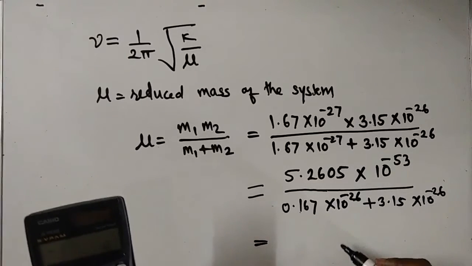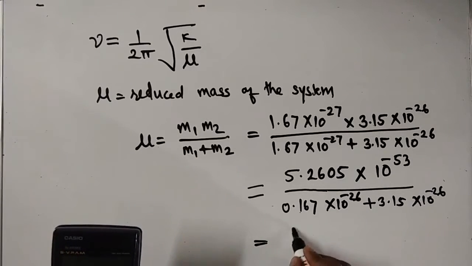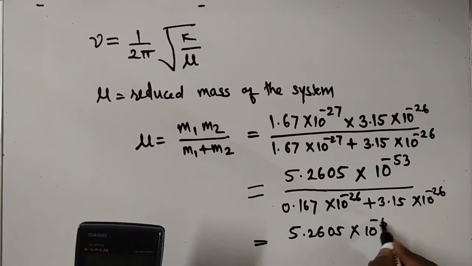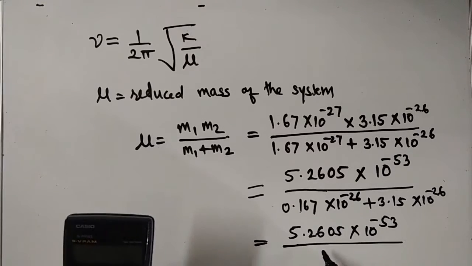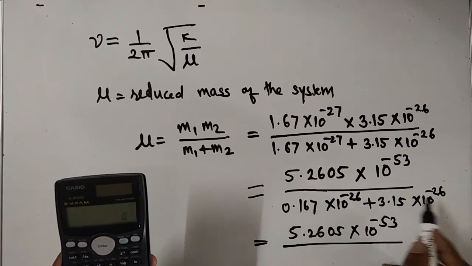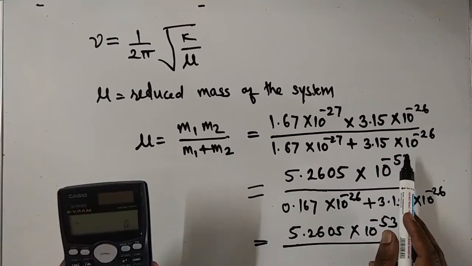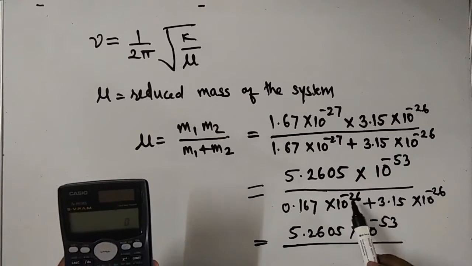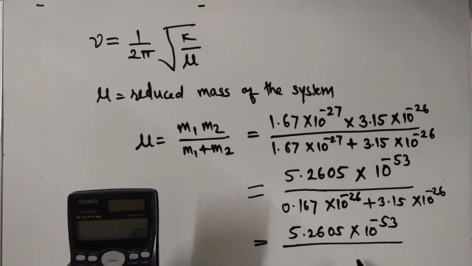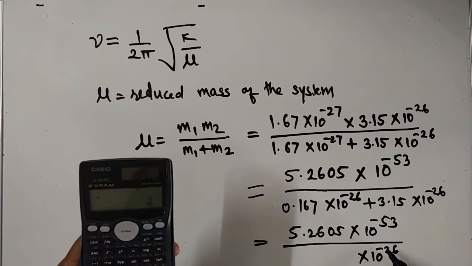Now we can easily take out the common term from the two terms. The numerator I can write as it is, 5.2605 into 10 raised to minus 53, divided by the denominator. Now for the sum of these two terms, we can take out 10 raised to minus 26 common. Before solving this kind of expression, we have to convert the terms into the same format so that we can take out one term common. So I take out 10 raised to minus 26 as it is, and I can directly sum up these two terms.